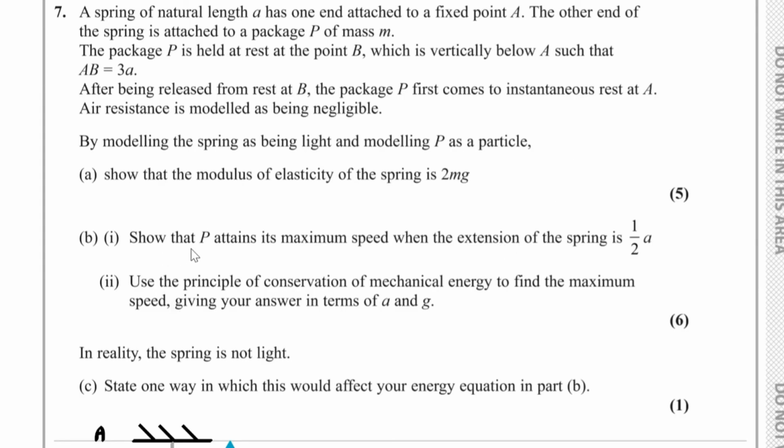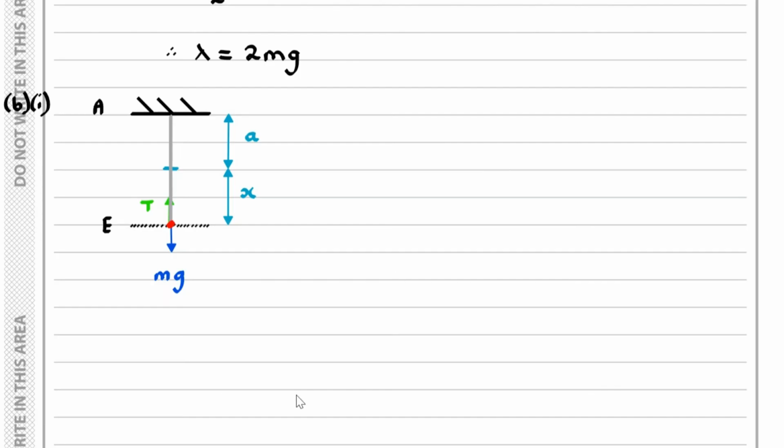Next, for the first part of part B, we have to show that P attains its maximum speed when the tension of the spring is half A. Now here we've got our diagram, and we've got this point E where it's in equilibrium, and its maximum speed is here. Now we've got some sort of extension, we'll call it X. We've got the tension in the rope T, and we've got the weight of the particle mg.